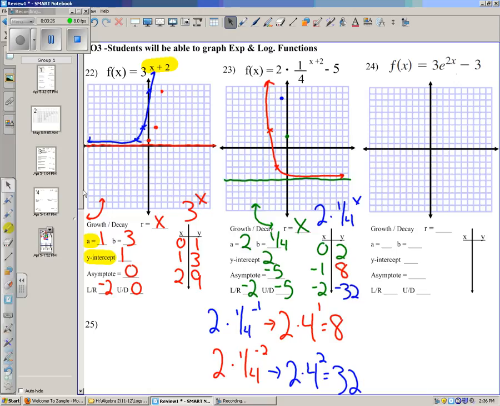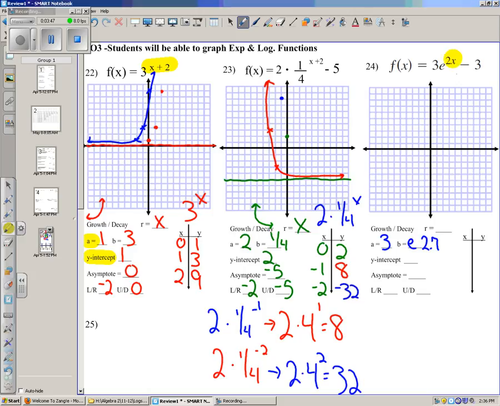All right, 24. The only thing that's going to be different about that is how do you tell if it's growth or decay? And that's where R is going to come in. But A is still 3, B is E, or 2.7, whichever you want to use. And then R. R is multiplied to your exponent.